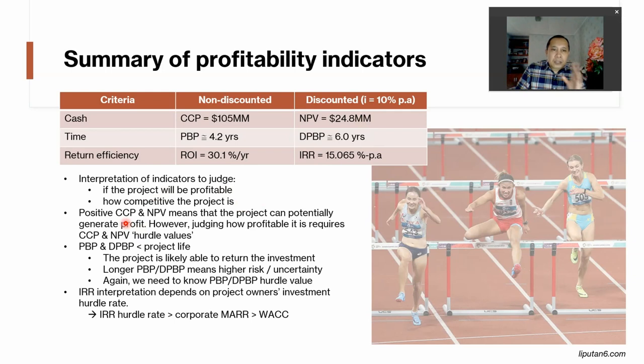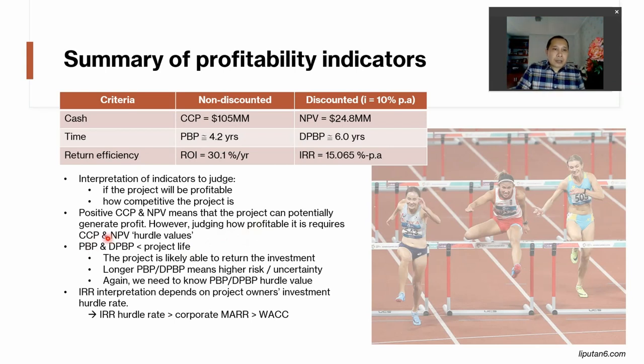Now, positive CCP and NPV, like this one, right? So these are all positive, okay? This means that the project can potentially generate profit. However, judging how profitable the project is requires additional information, which are the hurdle values of CCP and NPV. Hurdle values are the minimum values that the company or the investor are comfortable with in terms of the profitability of the project. Okay, so it's not enough that the CCP and NPV is positive, but you also have to have this minimum value or hurdle value of these indicators.